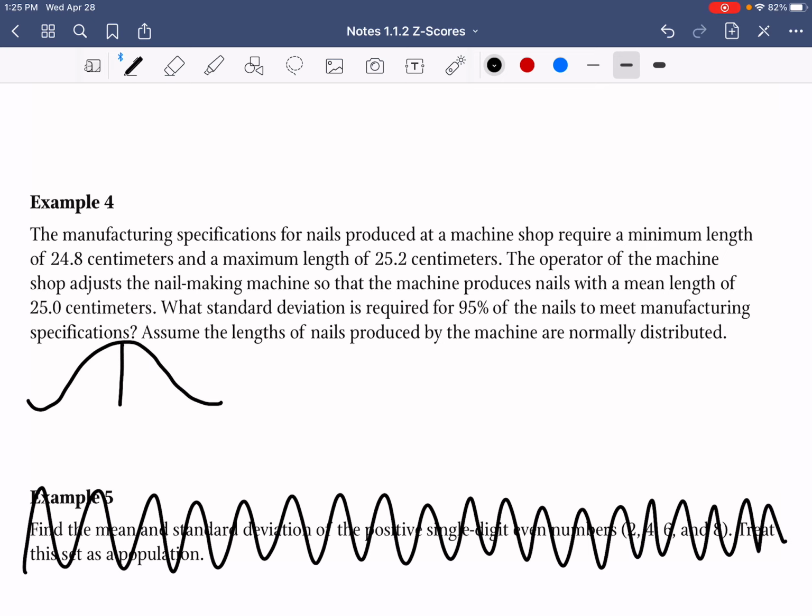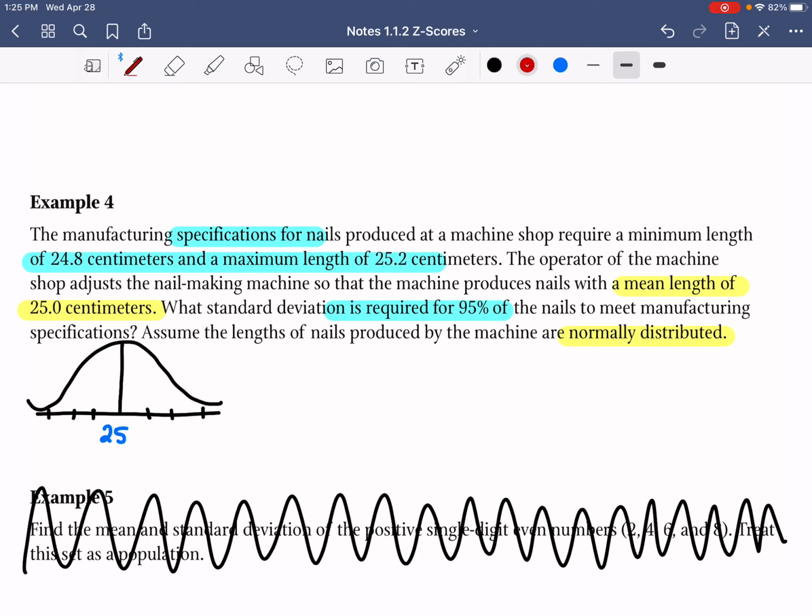So in the middle, it tells us that it's normally distributed. It has a mean length of 25 centimeters. So here's 25 centimeters that goes in the middle. And then normally what we would do is add the standard deviation 3 times to the right and subtract it 3 times to the left. Well, we don't know the standard deviation. It didn't mention that. It just says that they want 95% of the nails to meet the specifications. Well, the specifications are that it has to be between 24.8 and 25.2. So like I said, normally we would add 1, 2, 3 standard deviations, subtract 1, 2, 3 standard deviations.